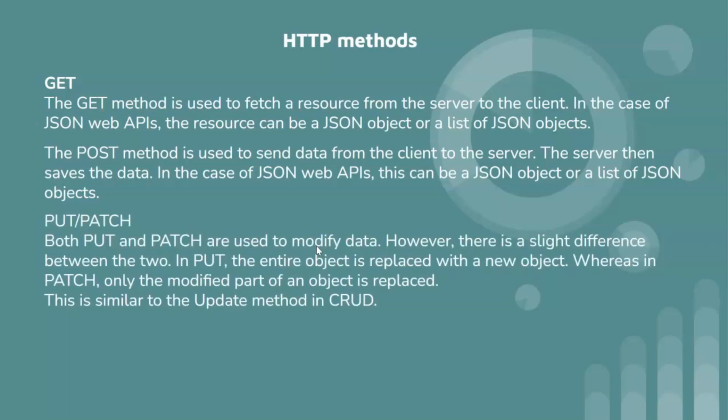Next is PUT or PATCH. Both PUT and PATCH are used to modify data. However, there is a slight difference between the two. In PUT, the entire object is replaced with a new object, whereas in PATCH, only the modified part of an object is replaced. This is similar to the update method in the CRUD.